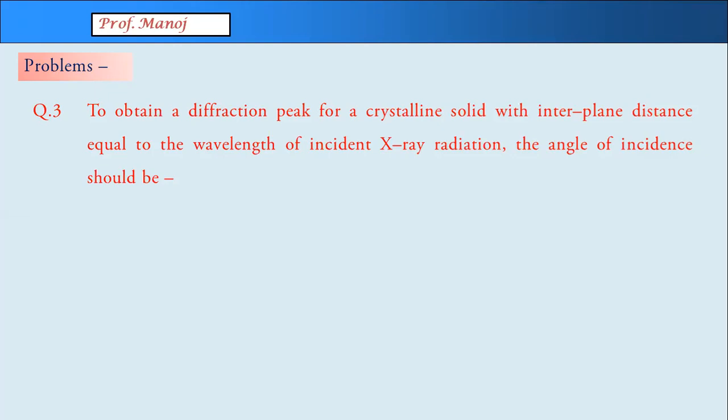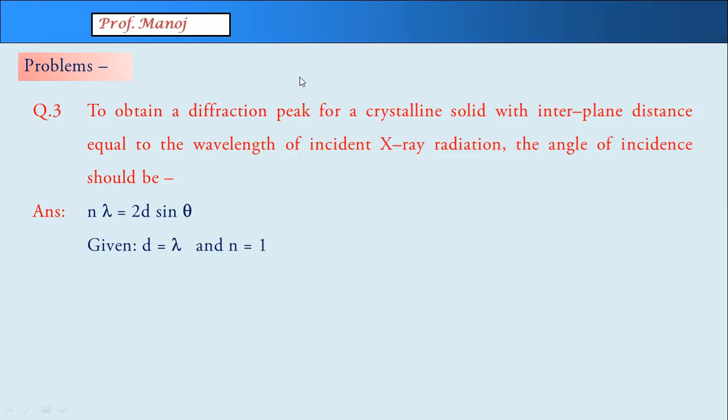To obtain a diffraction peak for a crystalline solid, meaning the diffraction pattern, the interplanar distance is equal to the wavelength of X-ray. What should be the angle of incidence? See, this is our basic Bragg's equation. They have said that the interplanar distance is equal to the wavelength. So d equals lambda.